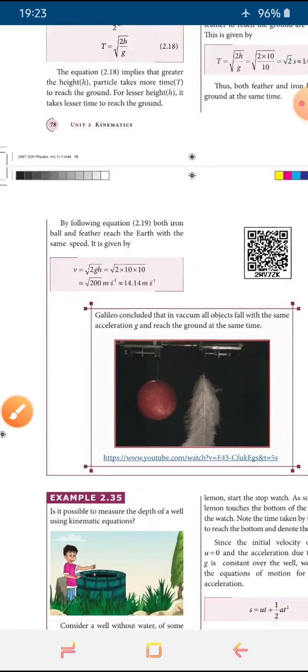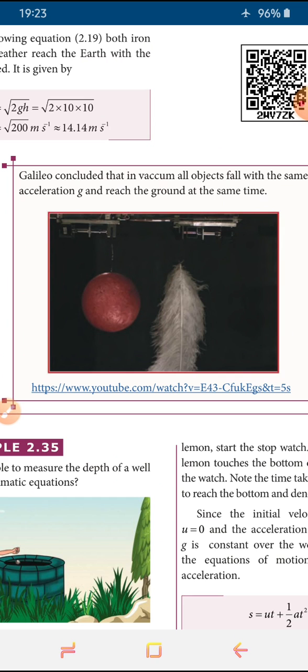And here the Galileo statement is given. Galileo concluded that in vacuum all objects fall with the same acceleration g and reach the ground at the same time. This experiment was done by the scientist Galileo.